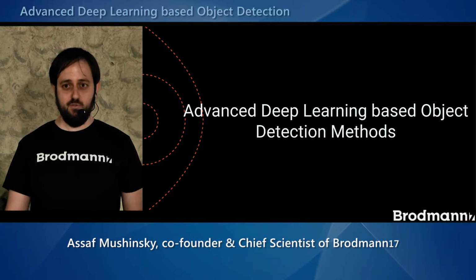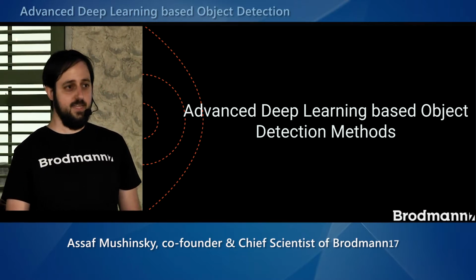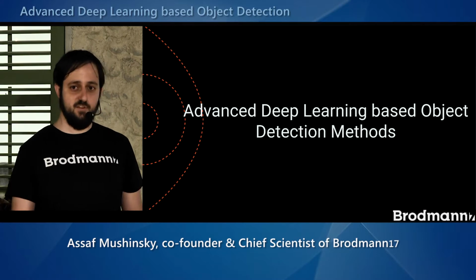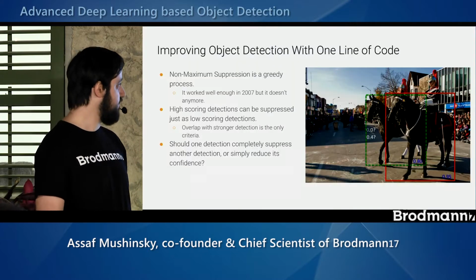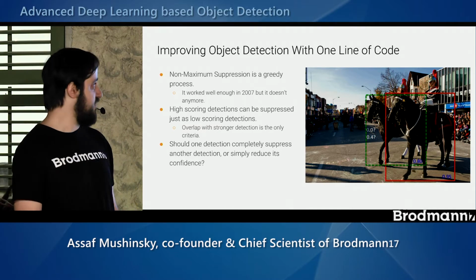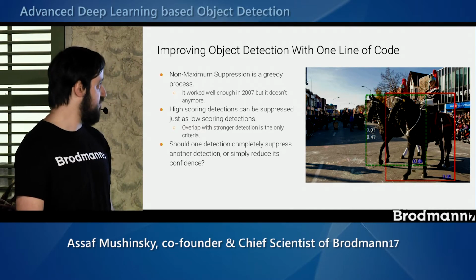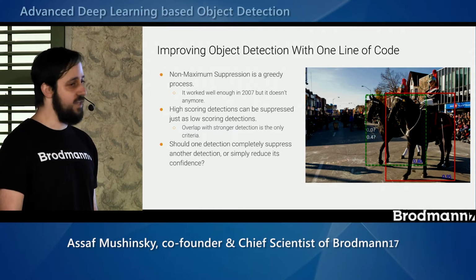We'll now talk about the more advanced algorithms, after we saw the current vanilla methods, Faster R-CNN and SSD. We can see methods that can usually be added on top of those and improve accuracy. So the first one has a line that promises a lot and even works well. It improves object detection by changing just one line of code.